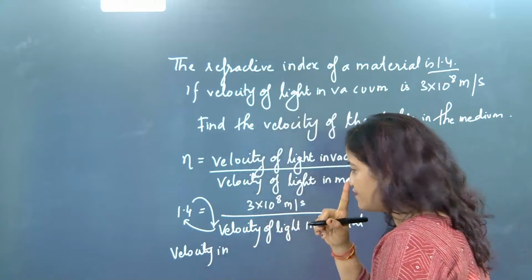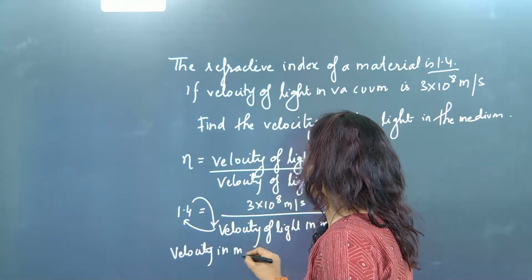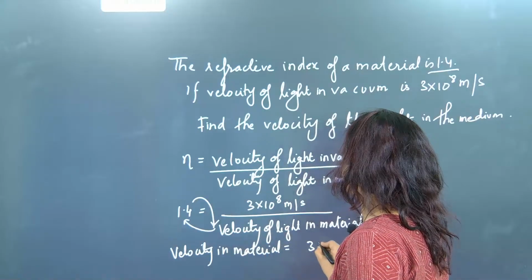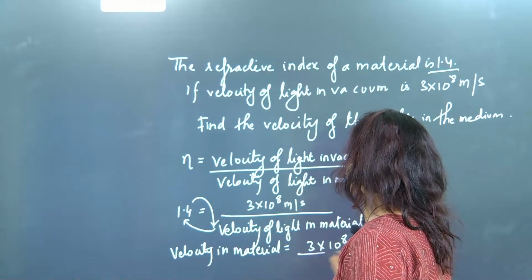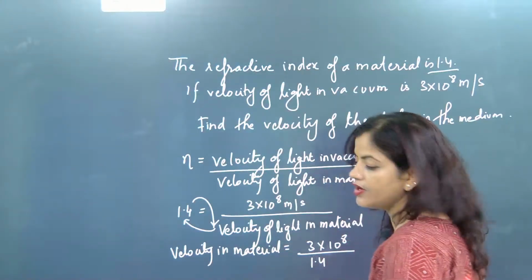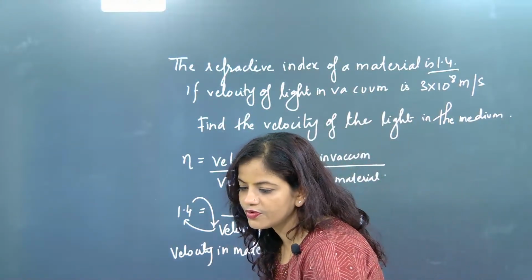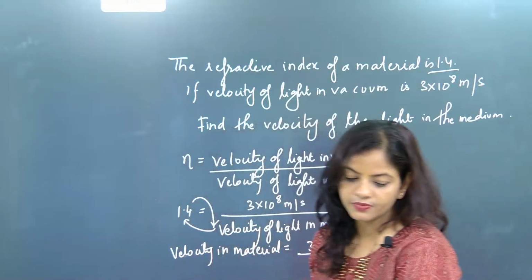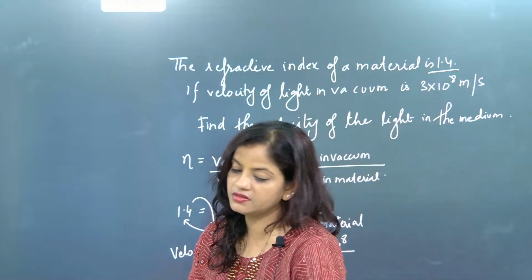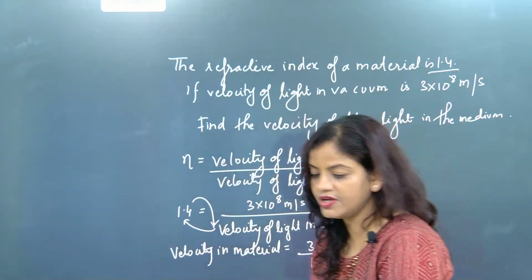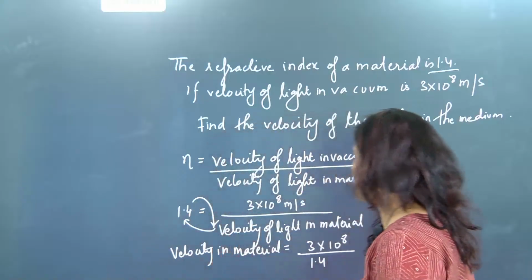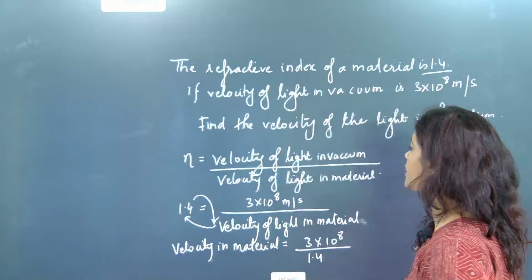Anyone who solved and gave the answer, please give the answer. Velocity of light in material is equal to, now 3 into 10 to the power 8, down is coming as 1.4. So 3 into 10 to the power 8 meter per second will be divided by 1.4, beta.